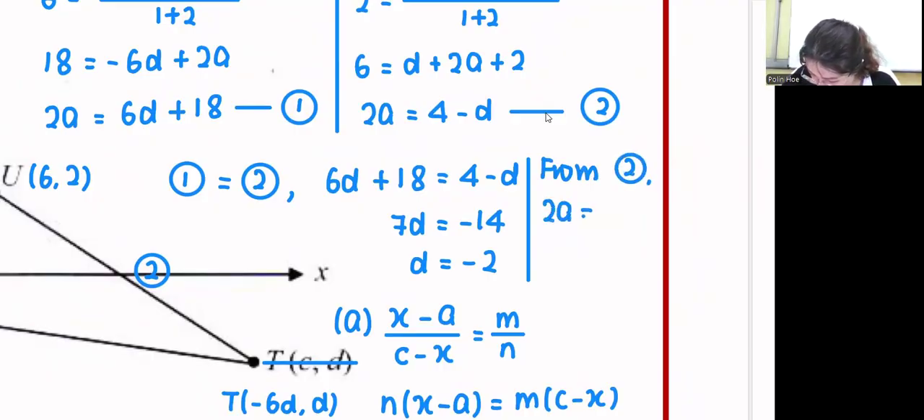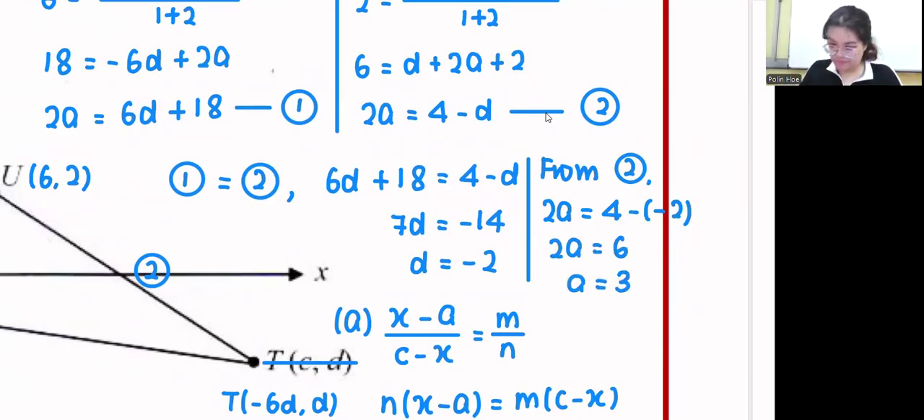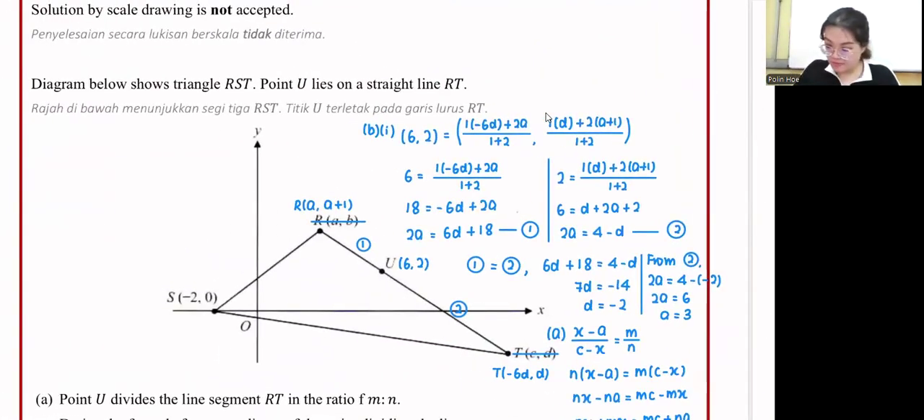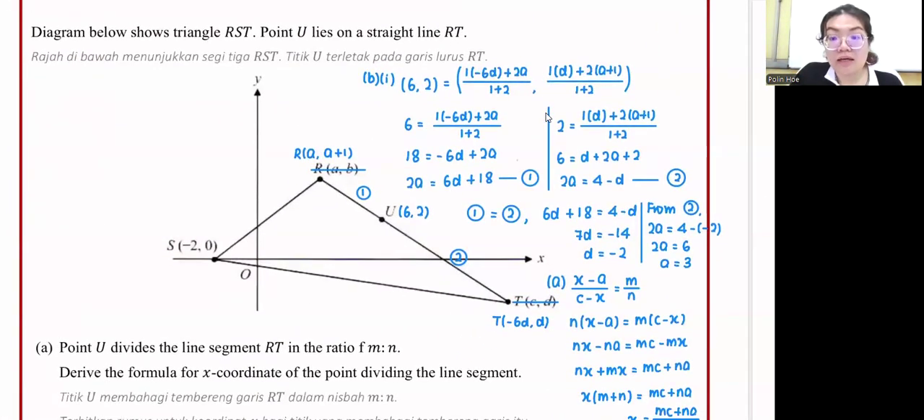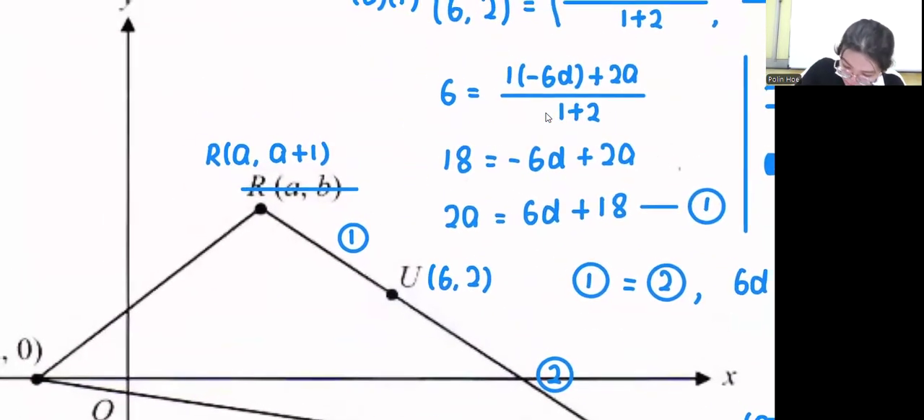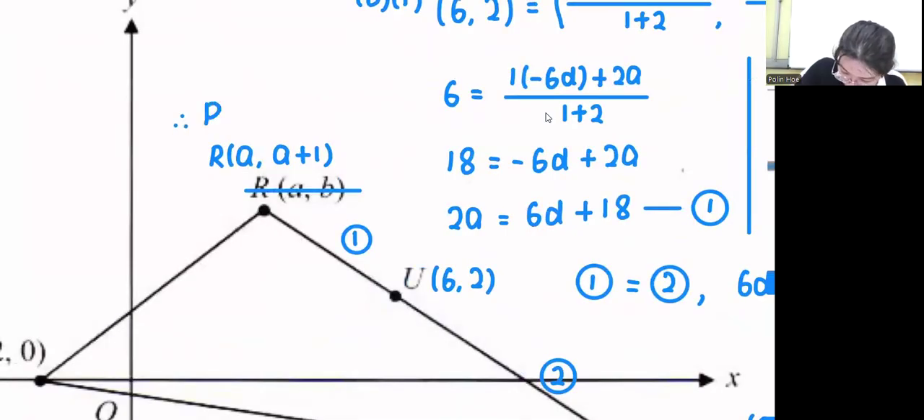2a equals 4 minus negative 2. 2a equals 6. a is equal to 3. This is B part 1. So I got d is equal to negative 2, a is equal to 3. Go back here. That's why my point R will be 3, 4.